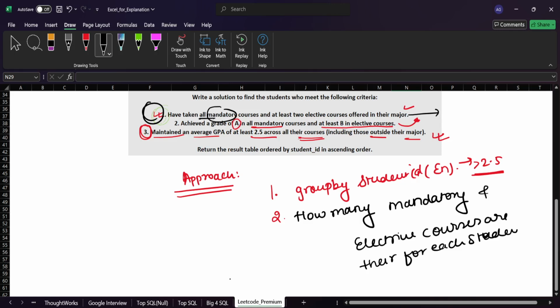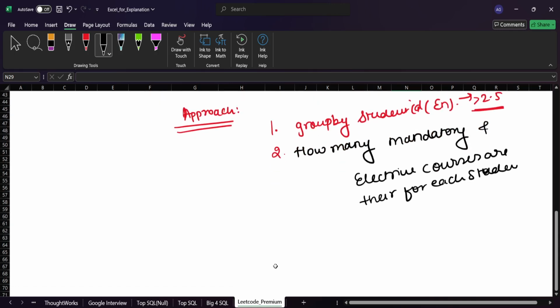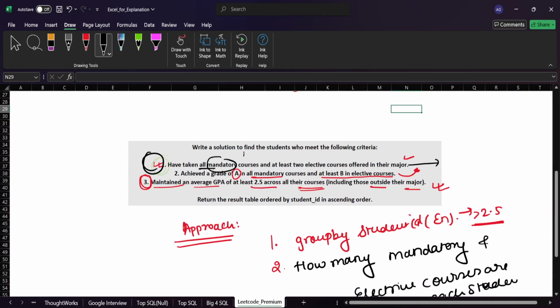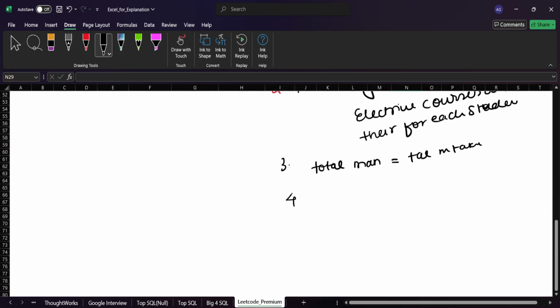So how we can check is we will simply have a filter: if total mandatory courses is equal to total mandatory taken courses, right? We can easily figure this out. And in the same way, we will have to find total elective courses taken, and that value should be greater than or equal to 2, right? So I think our next condition should be total elective and mandatory, that is done.